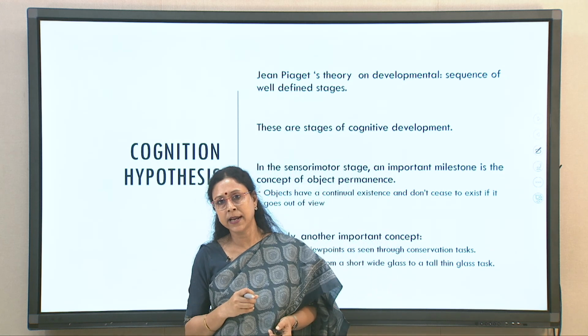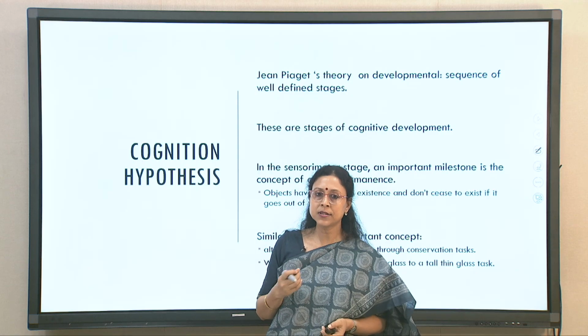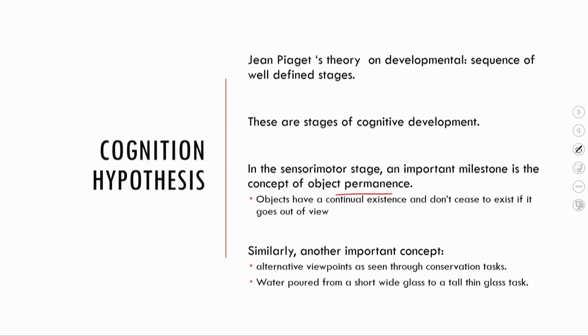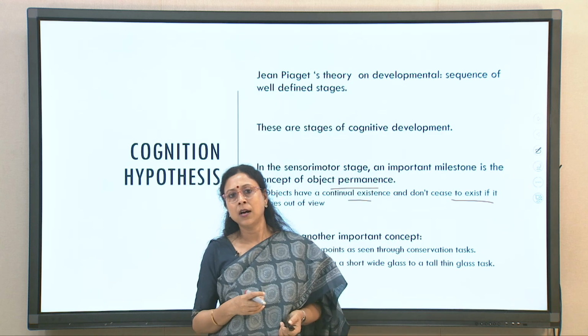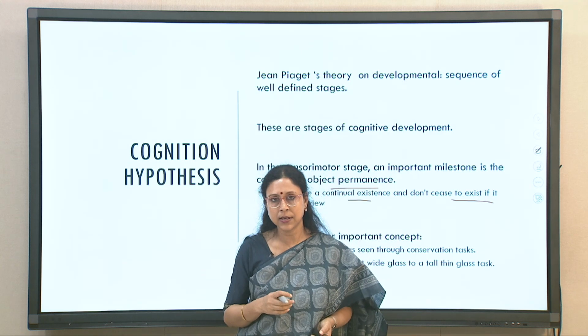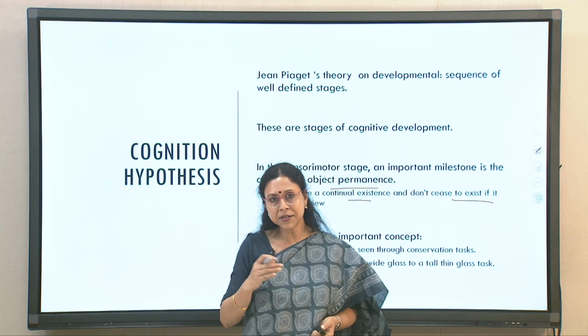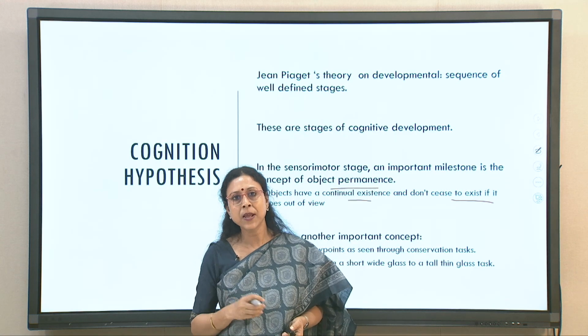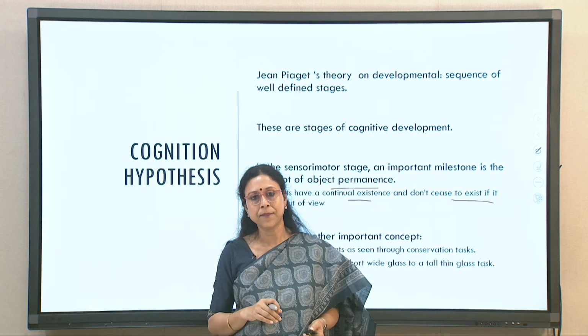In the sensory motor stage, an important milestone is the concept of object permanence. This is what he calls object permanence. It basically refers to the idea that objects have a continual existence and do not cease to exist if they go out of view. So, if the child is playing with two toys and one toy is taken out of her view, it is not that the toy has ceased to exist, it is still there. So, the continuity of existence is an idea that develops around the sensory motor stage, in the very beginning, in the first stage.